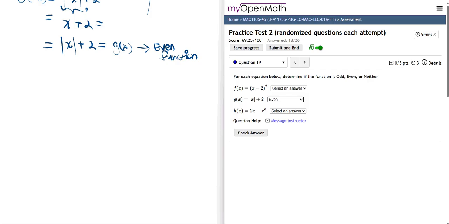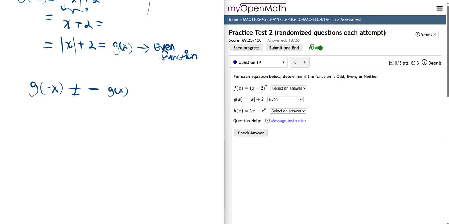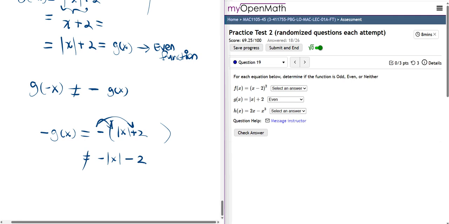But notice that you would not be able to say that g of negative x is not equal to negative g of x, right? Because if it was, what is negative g of x going to look like? It would look like putting a negative outside of the absolute value of x plus 2. And if you were to distribute that, you would have negative absolute value of x minus 2. So that's not what we end up with.